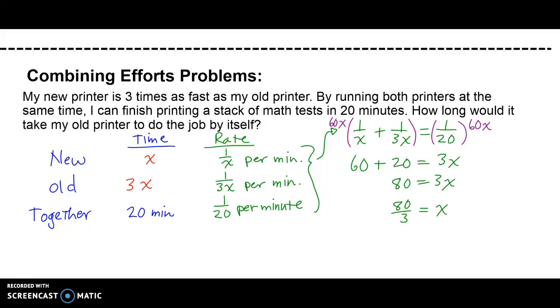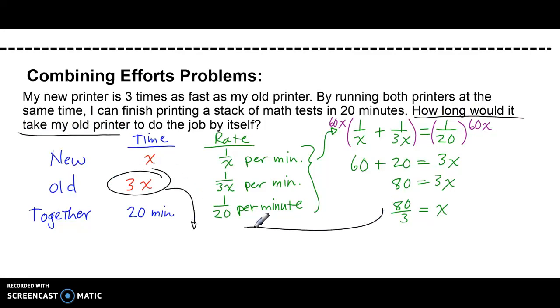80/3 is the wrong answer. That's not what the question wants to know. The question says, how long would it take my old printer? That's 3x. So if x is 80/3, and the answer you're supposed to get is 3 times that, the answer is 80 minutes. The old printer used to take almost an hour and a half to print out all the tests. Now that the new printer is available, it only takes 20 minutes.